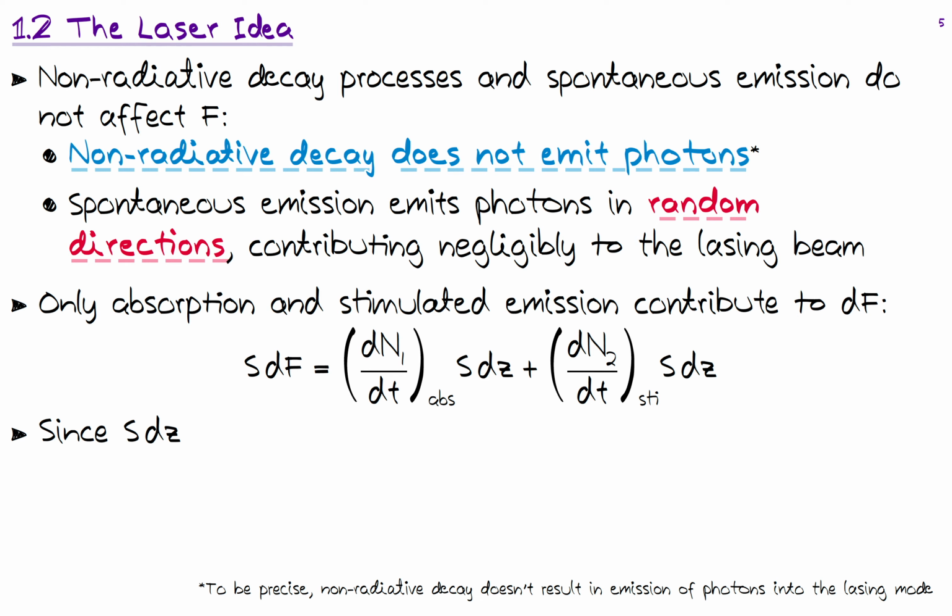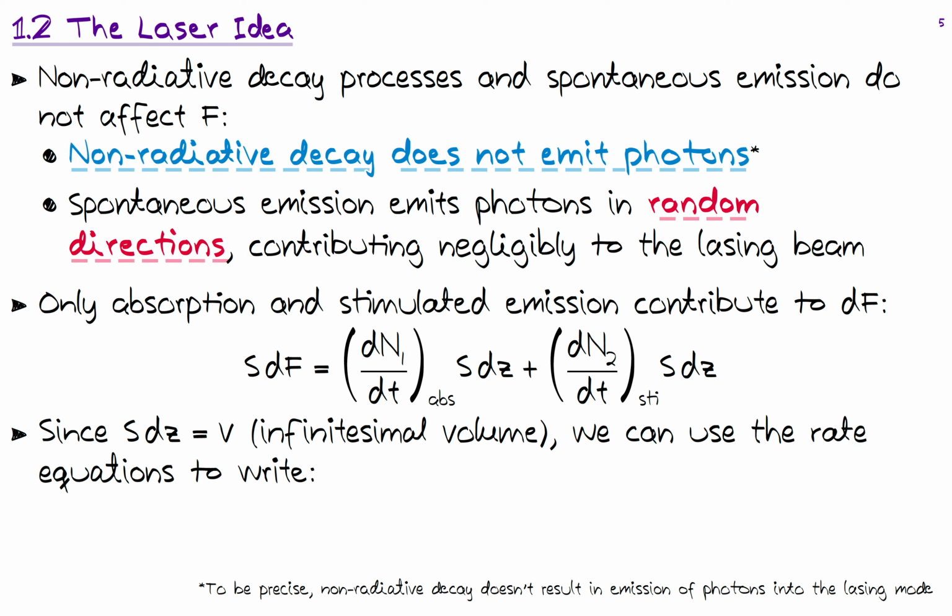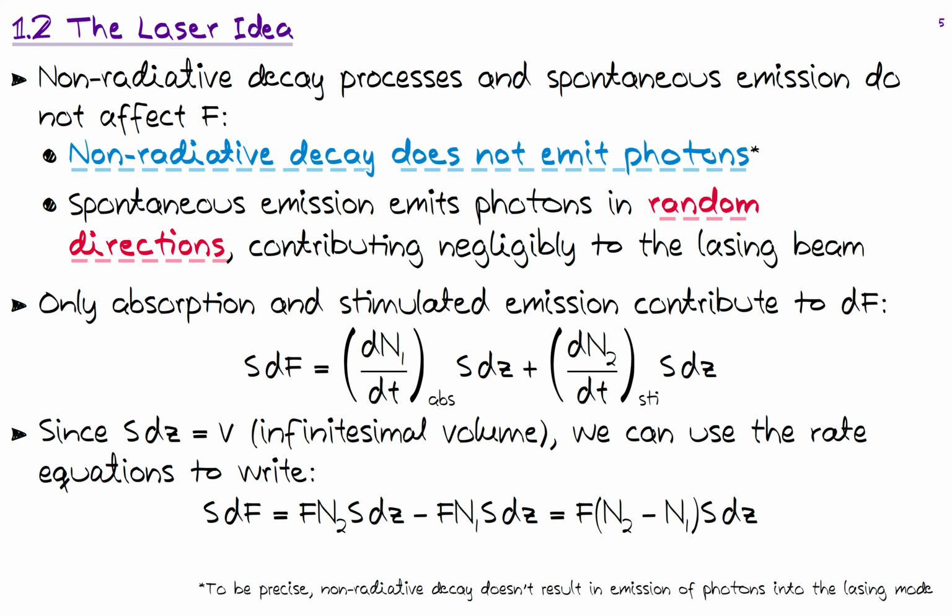So this S times ds is essentially V, the infinitesimal volume, concerning this description, and we can use the rate equations that we discovered in the previous lecture to write this simply as a photon flux F times N2 times S times dz minus photon flux F times N1, the population of the ground state, times S times ds, or put together F times (N2 minus N1) times S times ds. So that's the mathematics here.